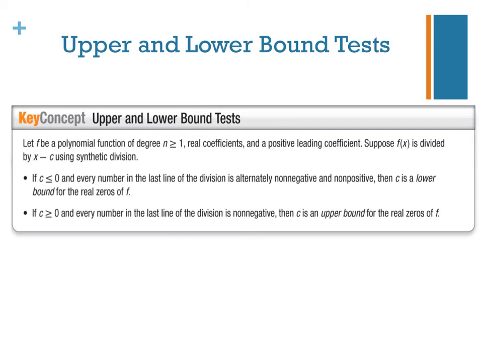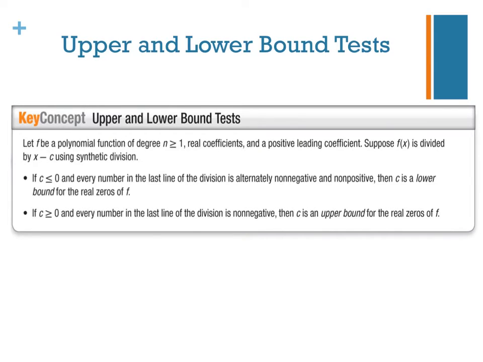Alright, so we are going to be talking about upper and lower bound tests in the second half of our lesson. And the upper and lower bound tests are used to determine a window or an interval in which all our zeros of our polynomial function exist. I know that's a mouthful, but we're going to try to look through this key concept here, and then we'll work through some examples together.